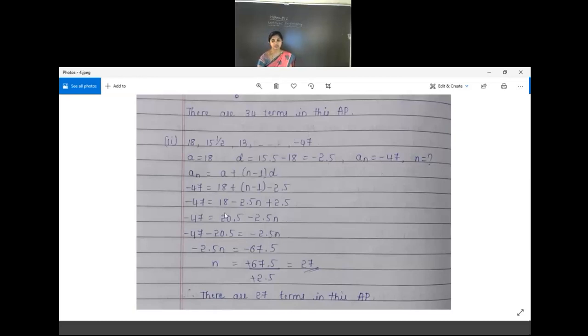Again, the same relation you have to use. An is equal to a plus n minus 1 into d. An value is minus 47. Then a is 18, plus n minus 1 into d, where the value of d is minus 2.5.